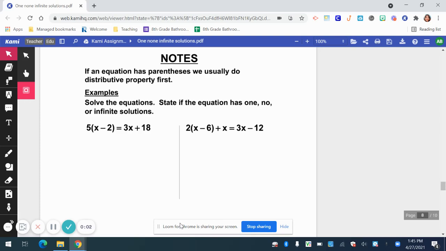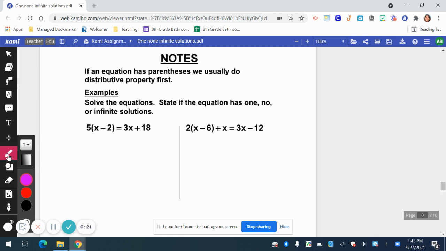Okay, so here it says in your notes, if an equation has parentheses, we usually do distributive property first. So you guys have already learned this, but we're just going to incorporate the distributive property into solving the equations like we did previously. I am just making a recording for you because I know that some students seem to still be struggling with this.